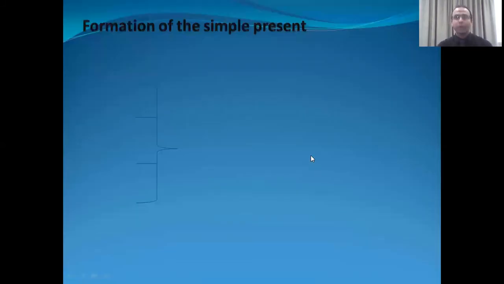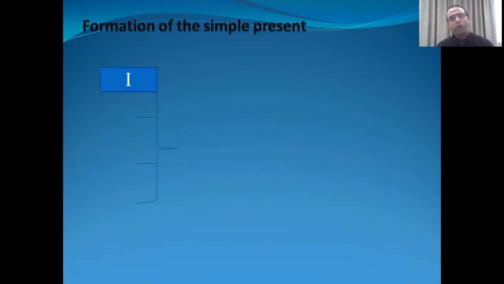Now we are going to talk about how I can form a sentence in the present simple. Some of you will guess the rule or the formation of the present simple from the sentences I have told you before, but I'm going to say the rule or the formation of the present simple in the next slide.